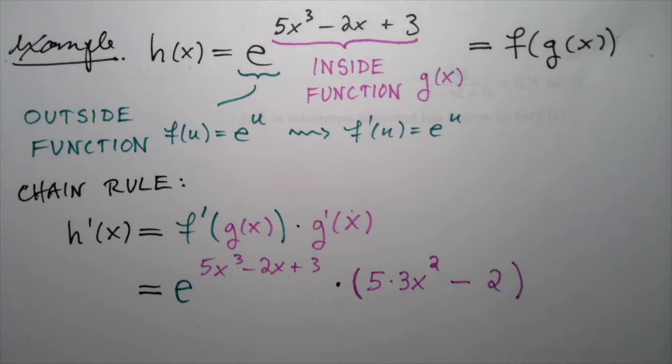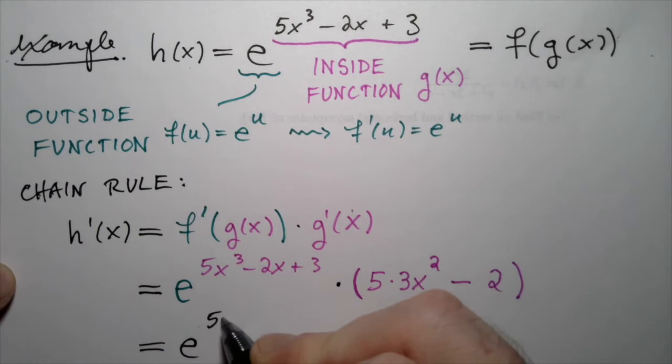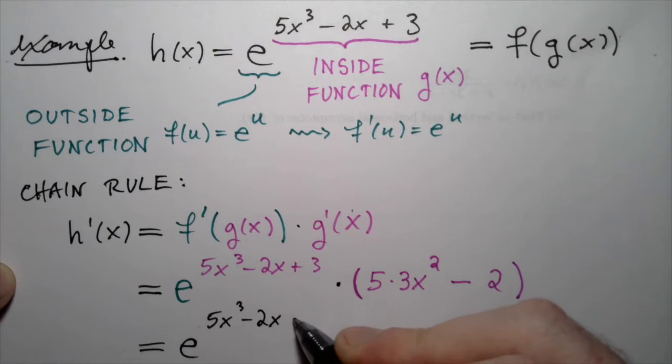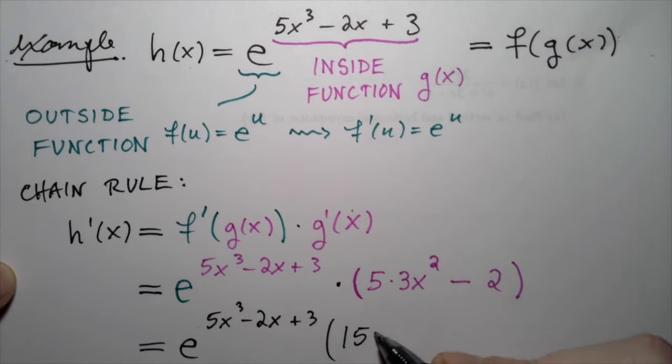Okay, so I've applied the chain rule here by carefully using the derivative of f, the original function g of x, and g prime of x for each of those parts of the formula. And now that we have our function, we can simplify a little bit, but honestly there's not so much to do. We're pretty much just going to be writing it down again. It's again e to the 5x cubed minus 2x plus 3. And now we're multiplying that. We can multiply the 5 and the 3 together to get 15, but that's about it. That's the derivative.